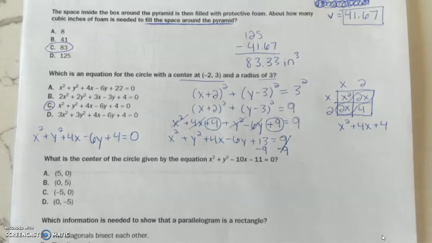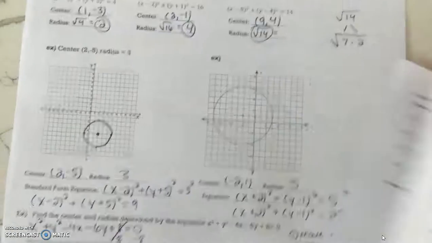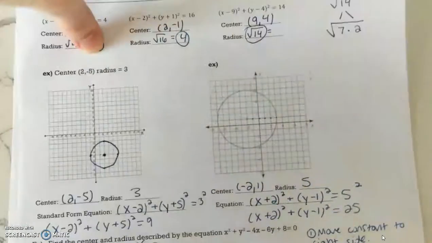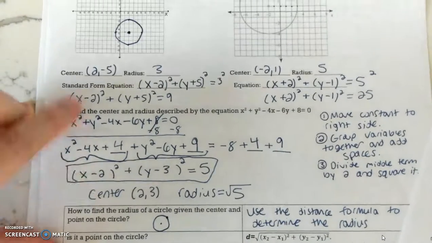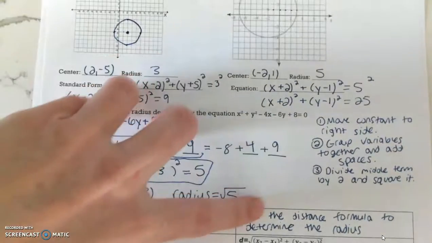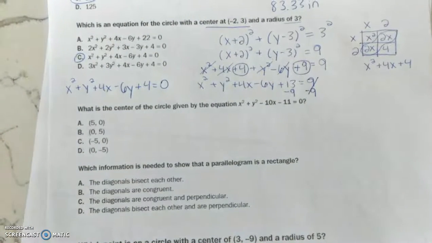Okay, for the next one, I want you to attempt it on your own before we do it together. So looking at this, we have to find the center. So what we're doing is going from general form to standard form. So look back at the notes we took on the first page with this example right here, where we went from general to standard. This is exactly what we're doing. So follow these steps and see if you can do it on your own before we do it together. So come back when you're ready.